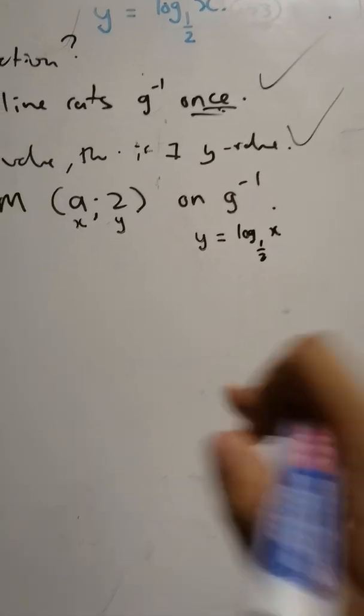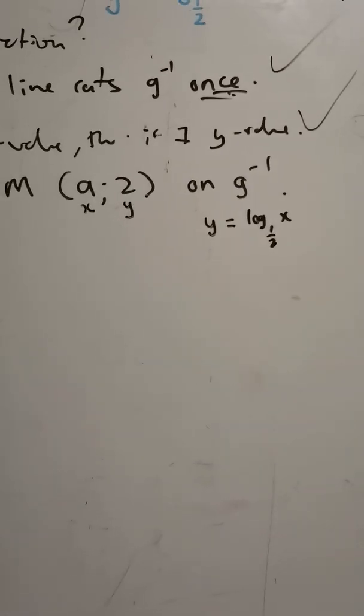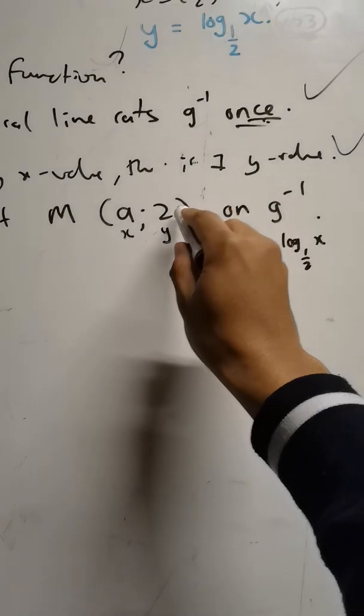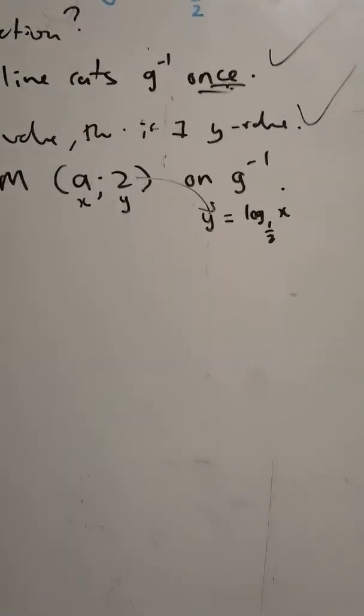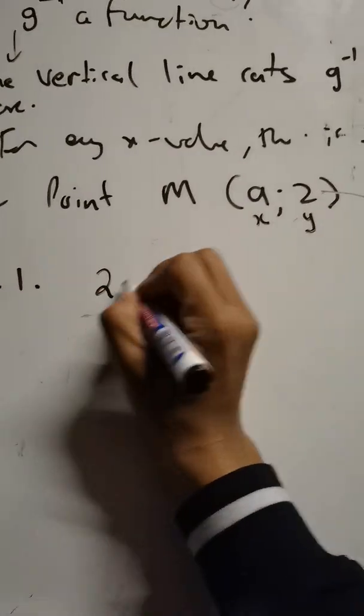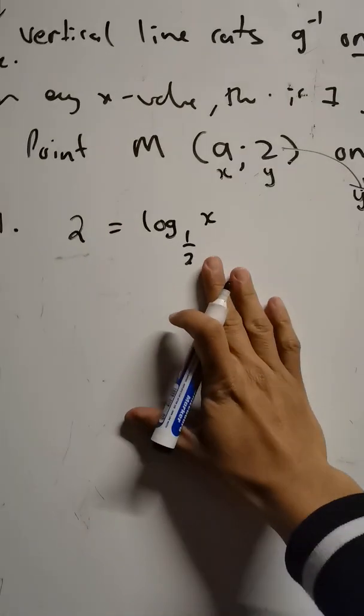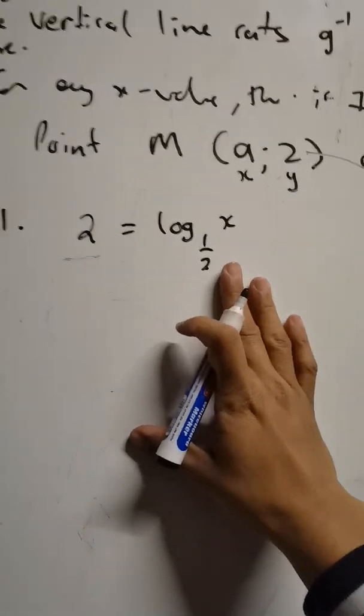So remember, if you're looking for the x value and we have the y value, just substitute the y value into this equation and solve for x. So we've got 2 is equal to log of x. Now we just try to solve for x.